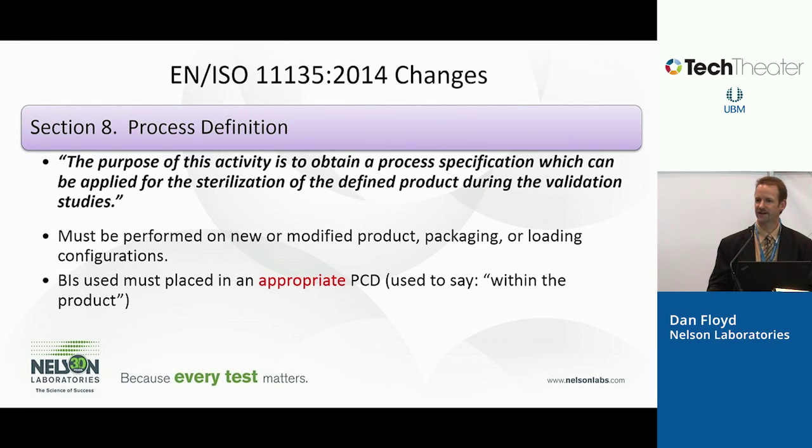Section 8's process definition. This is where you're really characterizing the cycle itself. You're looking at the different parameters that you're going to run and really specifying those. You have to do this on any new or modified product and document that. And what it says here is BIs must be placed in the appropriate PCD.